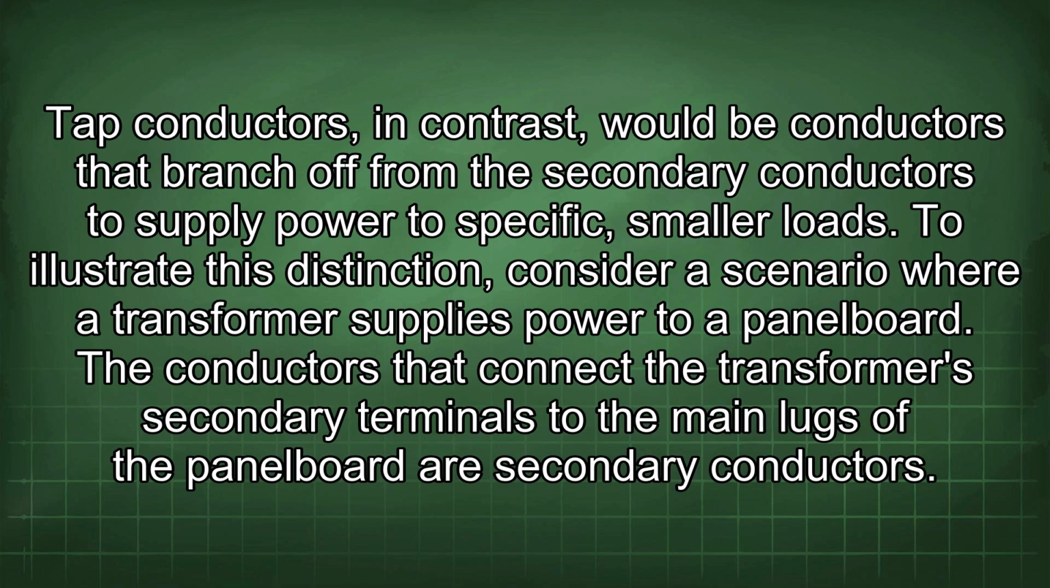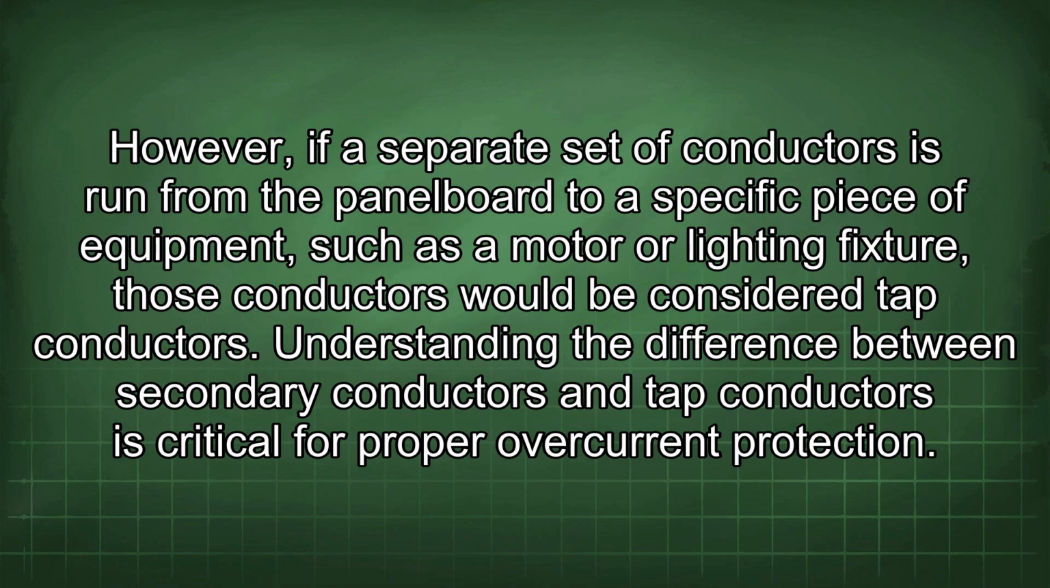To illustrate this distinction, consider a scenario where a transformer supplies power to a panel board. The conductors that connect the transformer's secondary terminals to the main lugs of the panel board are secondary conductors. However, if a separate set of conductors is run from the panel board to a specific piece of equipment, such as a motor or a lighting fixture, those conductors would be considered tap conductors.